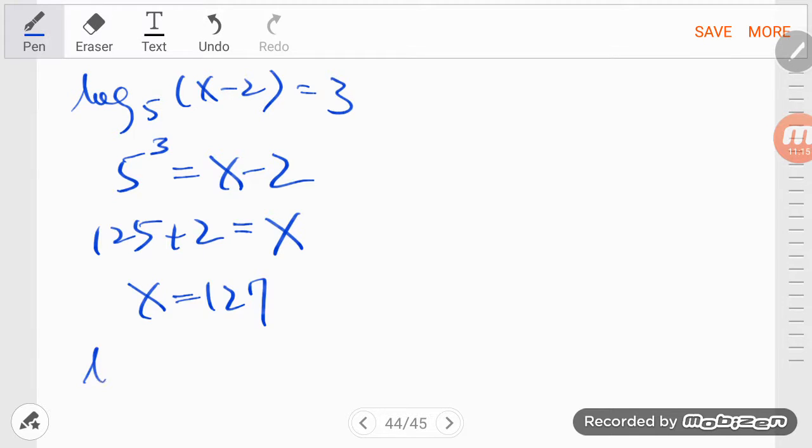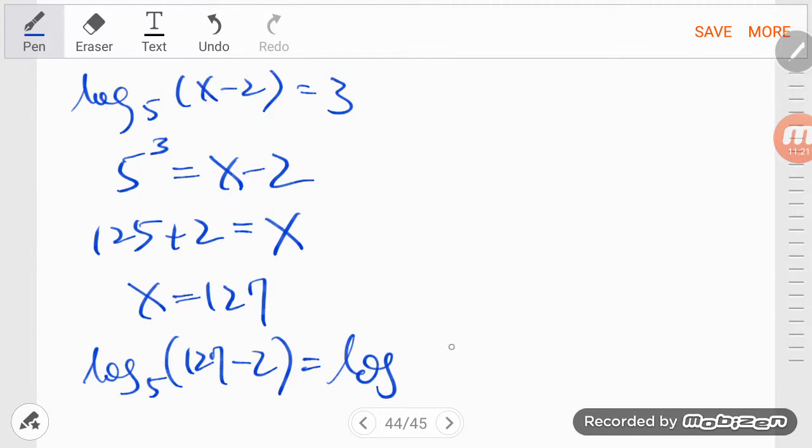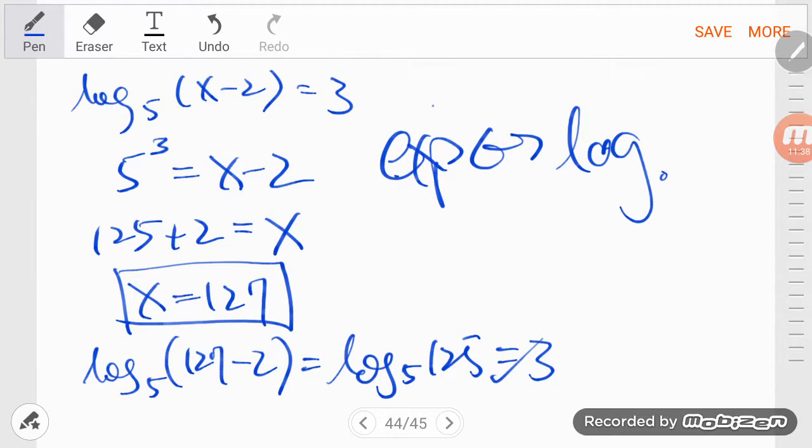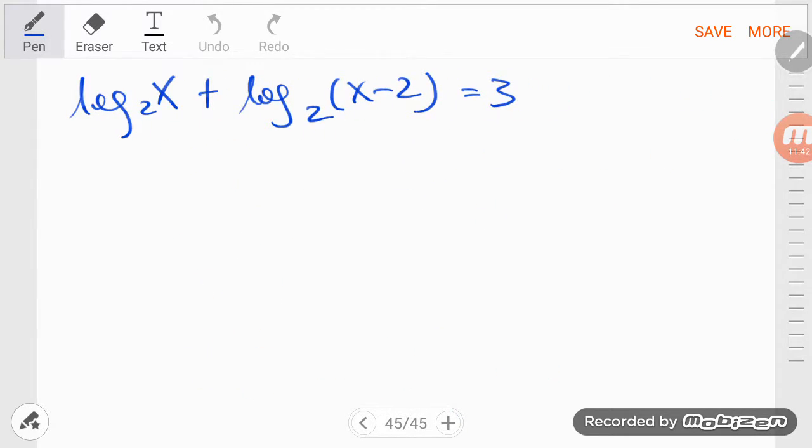If you want to check, log base 5 of 127 minus 2 is log base 5 of 125, which is 3. So it's all good. So x is equal to 127. This is interchanging between exponential and log form. If you exchange them, sometimes it really helps. All right, last one.